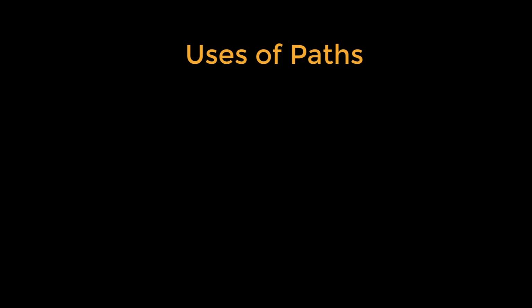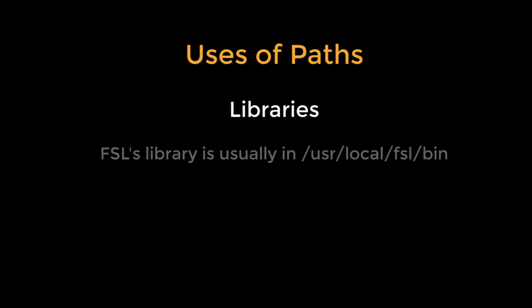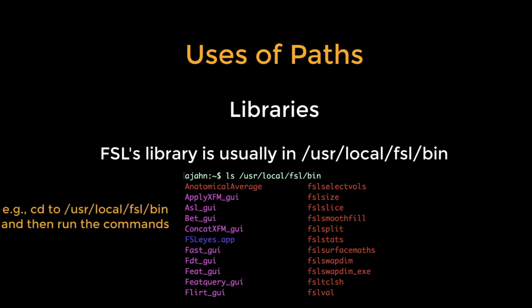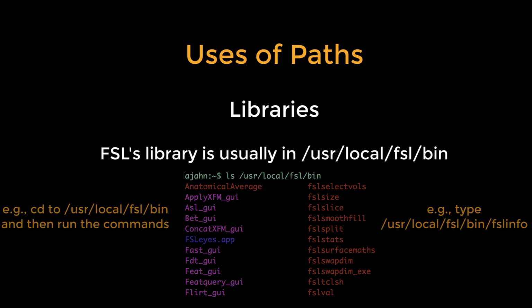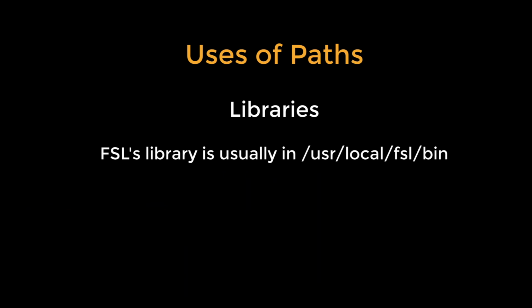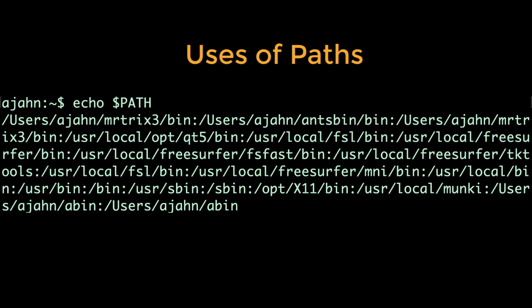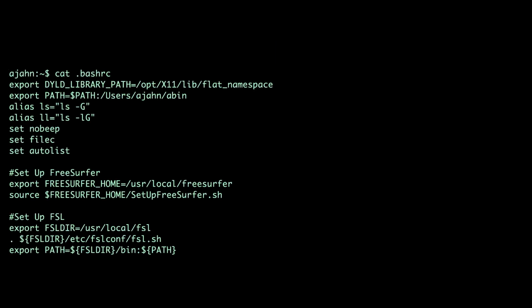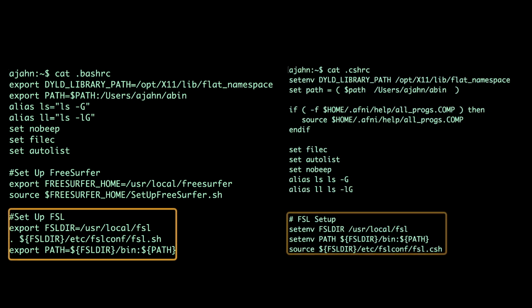FSL, like all other software packages, has a library or directory that contains all of the functions needed to run FSL, such as fslinfo, fslmaths, flirt, and so on. To run those commands, we would need to either be in that directory or we would need to specify the absolute path to the command that we want to run. To give us the flexibility to run FSL commands anywhere, we'll set the path variable to indicate where the FSL library is. Note that the FSL installation script automatically creates these paths in both Bash and TCSH.